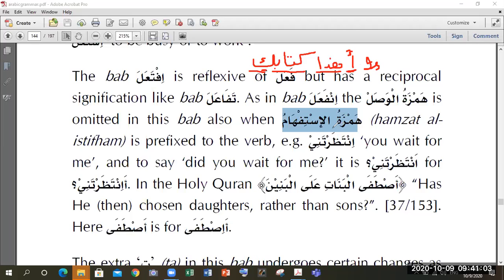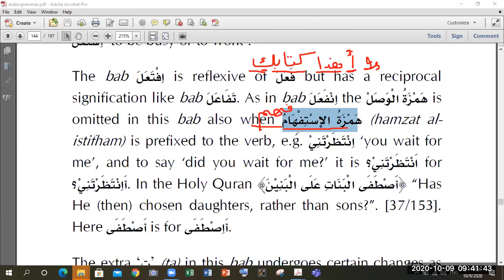This is called hamzatul istifham. Istifham means asking, I want to understand, I want to know. The root word is faham. What does faham mean? It means comprehension, understanding. We are learning Arabic so that we can understand the Quran, isn't it? So that understanding is faham.